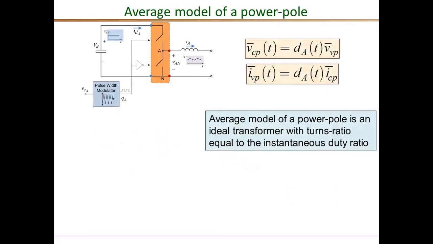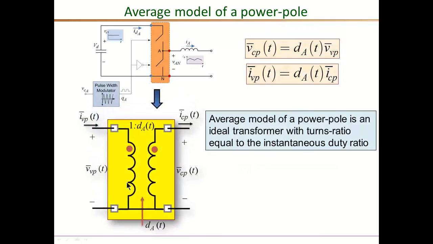Okay, so this slide shows the complete average model of the power pole, which is nothing but an ideal transformer. But note that all the quantities here are average quantities. The voltage port voltage and the current port voltage and current, they are all average quantities. And this D is inherently an average quantity. The D is actually the cycle by cycle average of the switching signal Q of T. So all the 5 quantities here are average quantities, and these are the governing equations. And so we can apply everything that we know about ideal transformers in the analysis of the average power pole.